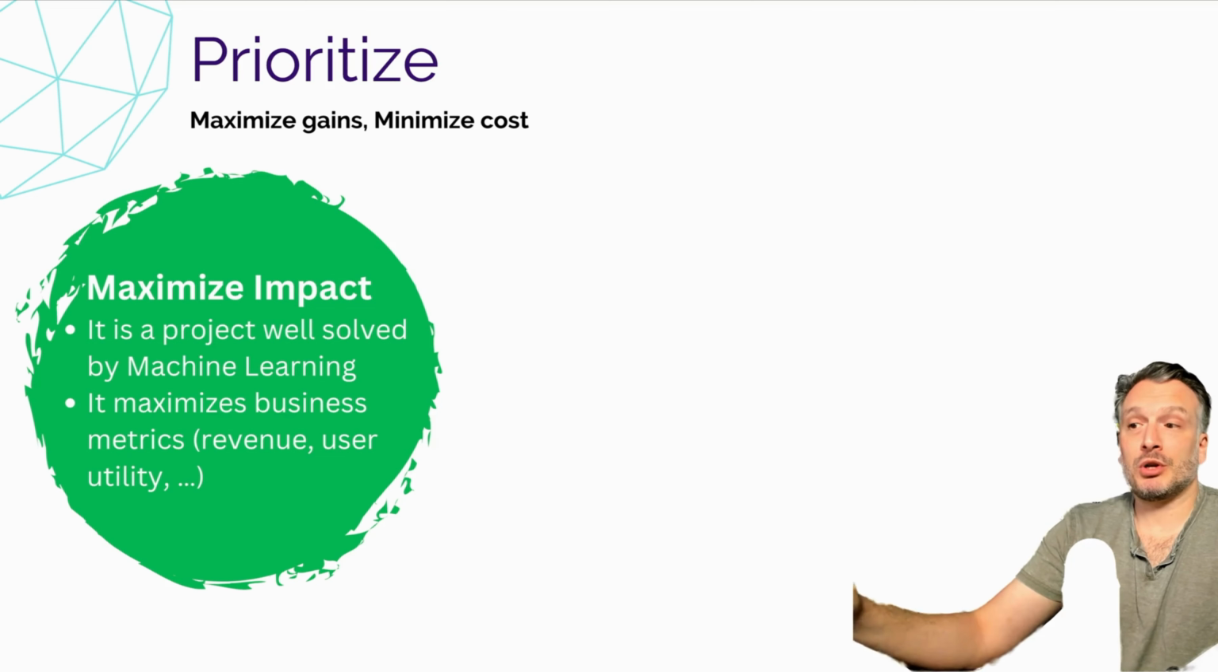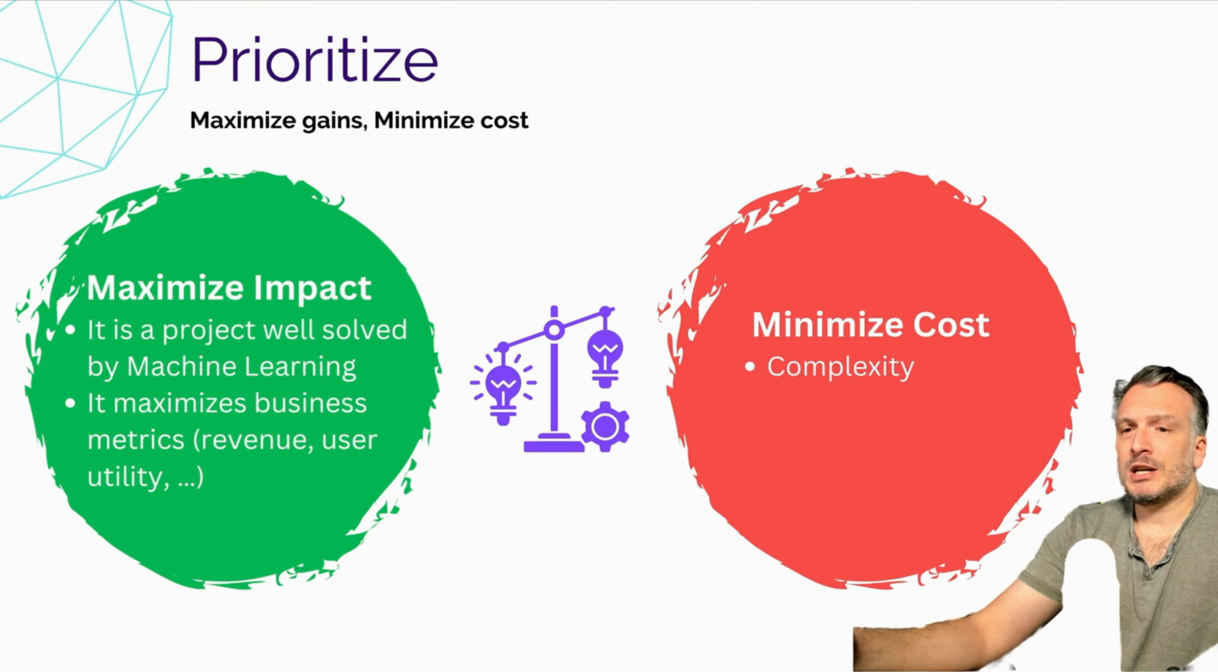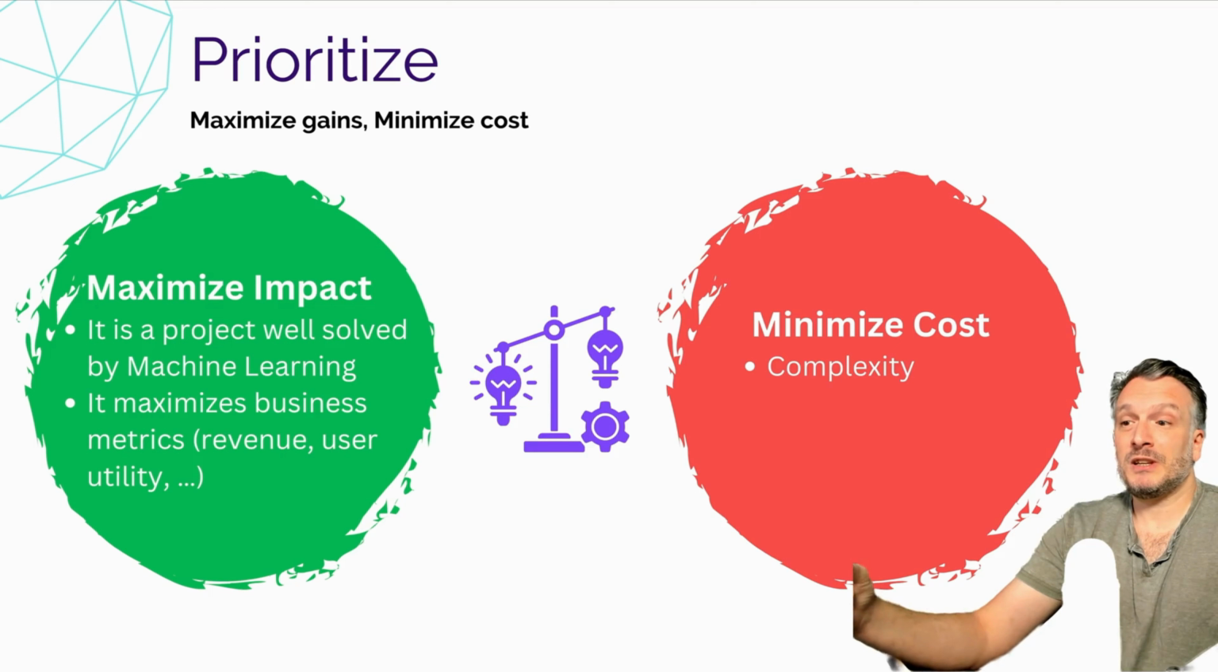This is the way you measure impact in a business. When it comes to minimizing cost, complexity will add to the cost. So if you need to implement a very complex data infrastructure that you don't have already, then this is going to cost a lot of money. Is the reward worth the cost? When it comes to the complexity, you need to understand also how many people you will need to have this project successful. If you need to hire 10 new people to implement this solution, then you need to think carefully if the cost is worth the reward.